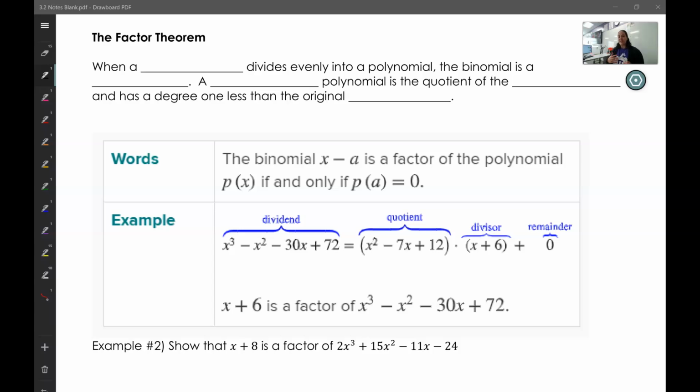Okay, let's talk about the second application of the remainder theorem. The remainder theorem is all about doing synthetic division and looking at the remainder, the last number. Now let's fill this in right here.